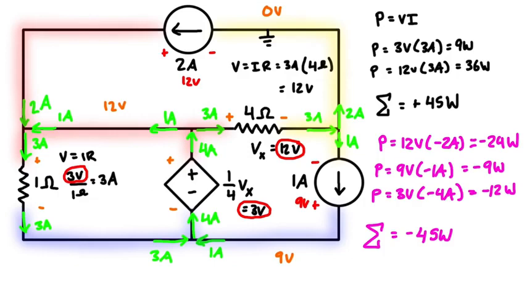So yeah, that was just one other example on dependent power sources. In this case, it was a voltage-controlled voltage source. Once you basically figure out what the dependent voltage is based on the controlling voltage, then you can solve it just like any other problem.